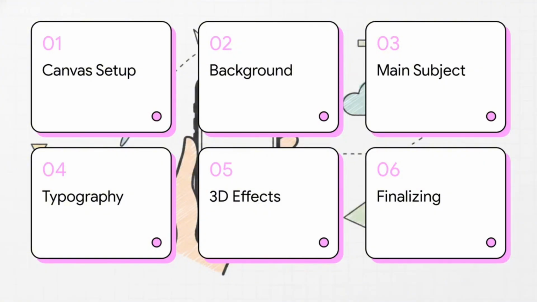So here is our roadmap for today. We're going to cover 1. Setting up the canvas, 2. Creating the background, 3. Adding the main subject, 4. Typography and layering, 5. Adding 3D effects, and 6. Finalizing and exporting. We are following the source's exact workflow to build a highly clickable Mark Zuckerberg thumbnail example, going layer by layer from a completely blank slate.